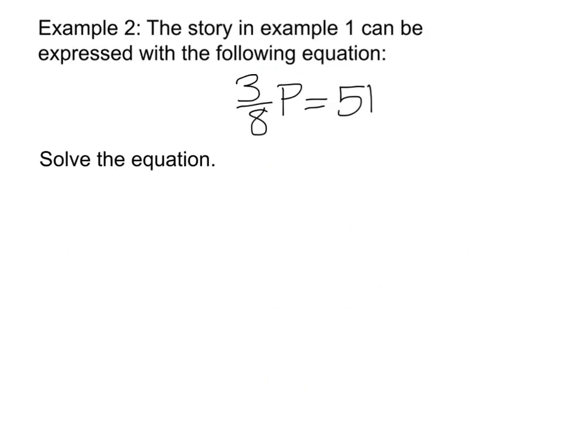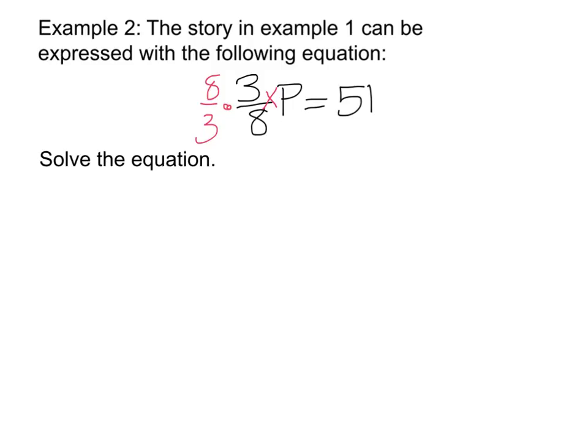Example 2 is taking example 1 a step further. It says, the story in example 1 can be expressed with the following equation. 3/8 times p is equal to 51. Now we're asked to solve the equation. This equation right here says that 3/8 times p equals 51. To get p by itself, we have to undo the multiplication that's here. To undo a multiplication, we divide by 3/8. But instead of dividing fractions, we multiply by the reciprocal on both sides of the equal sign. The reciprocal of 3/8 is 8/3.